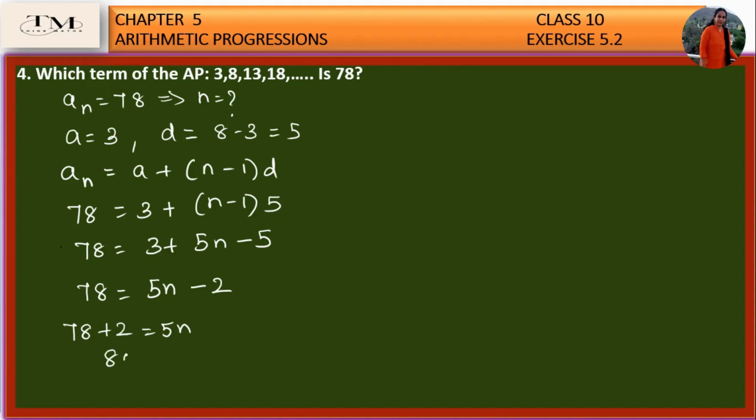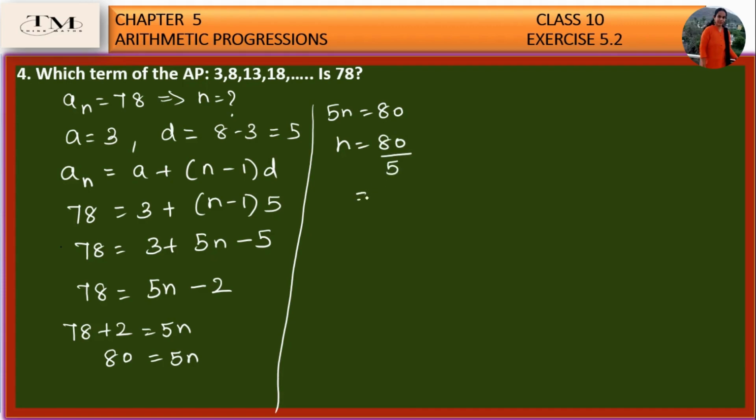78 plus 2 is 80. So 80 is equal to 5n. This is the same as 5n equal to 80. Then n will be equal to 80 divided by 5. 1 5 is 5, balance 3 is there, so 6 5s are 30. So n is equal to 16. This means the 16th term is 78. The 16th term is 78, this is the answer.